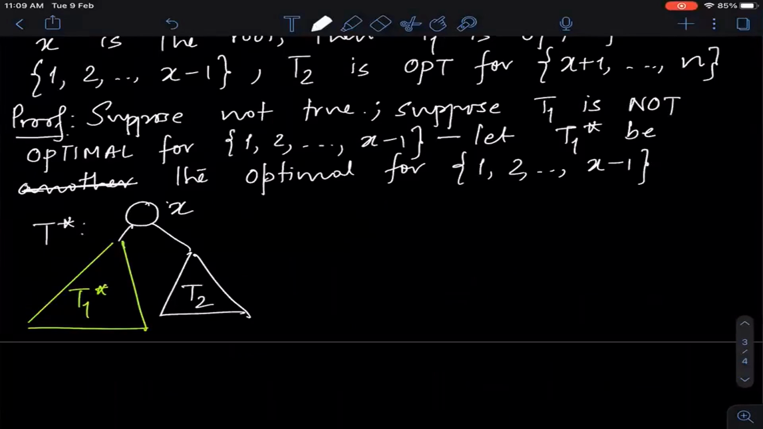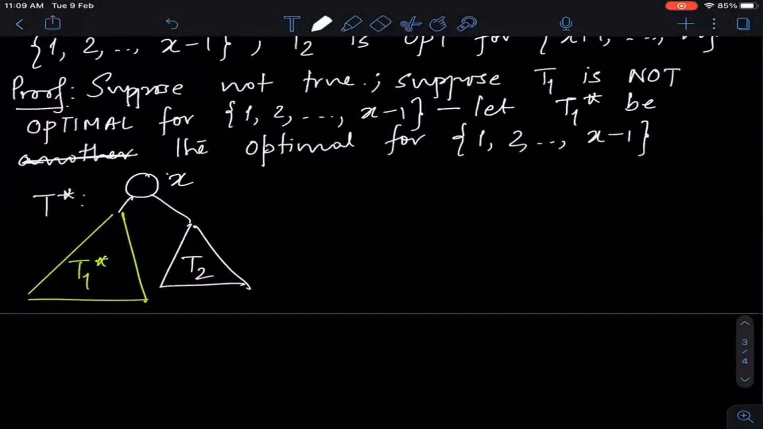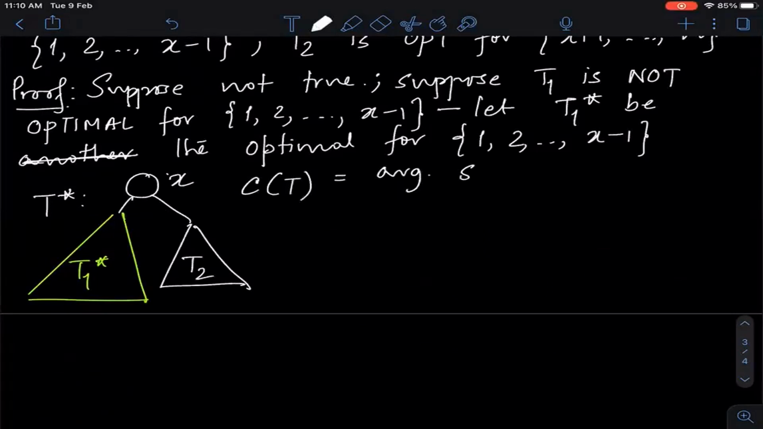Now I will convince you that if the search time of T1 star is less than the search time of T1, then the search time of T star has to also be less than the search time of T, which is going to lead us to a contradiction. So why is that? Let's actually compute the search time of one of these trees first. Let me call this CT, the average search time of T.